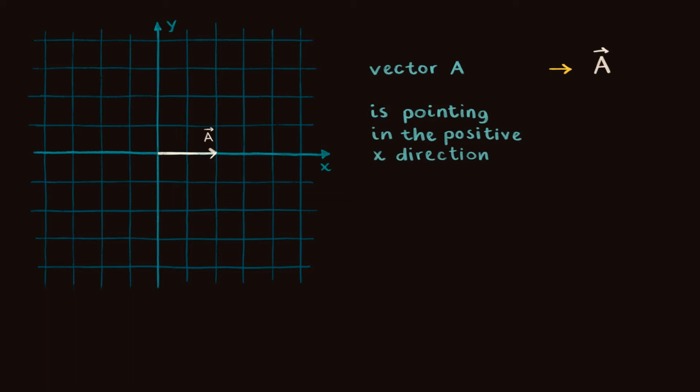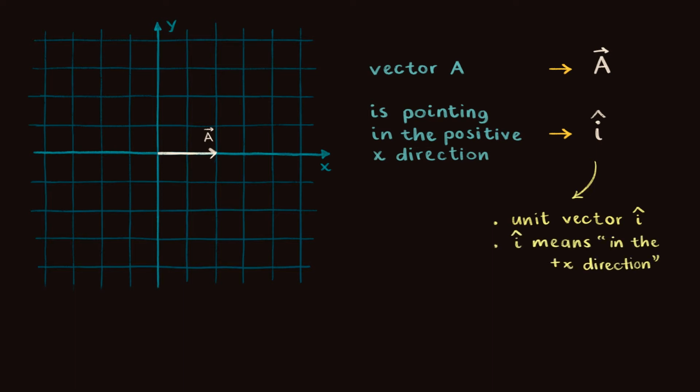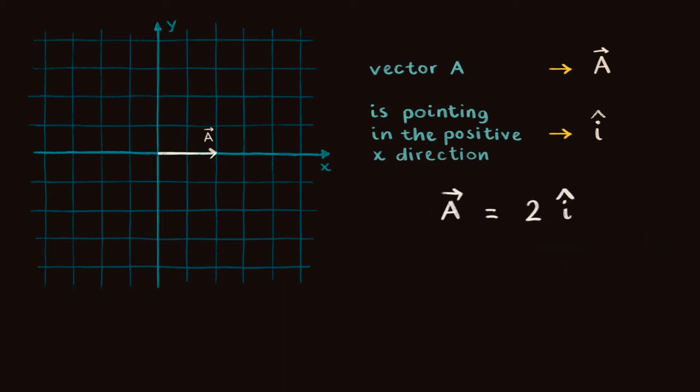But instead of having to write that whole line of description out, there's a much better way to represent it using this i hat notation. It's called the unit vector i and is used to describe direction. The meaning of i hat is simply in the positive x direction. This short and sweet notation tells us everything we need to know about vector A, which has a magnitude of 2 units and is pointing in the positive x direction.